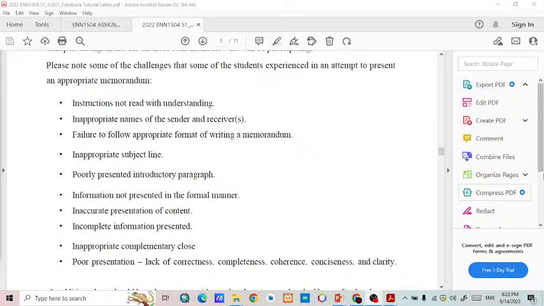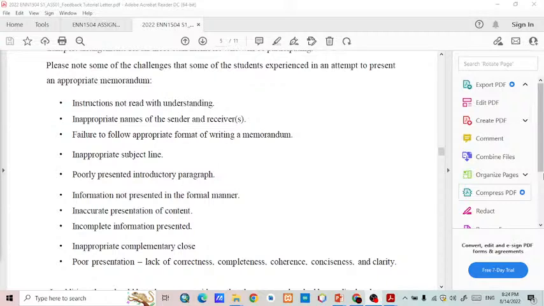Information not presented in the formal manner. So your language is important. Whenever you're writing something, the first thing you need to take into account is your audience. The language you use when writing to your friend is different to the language you use in a workplace. Remember the name of the module, right? They're trying to teach you to write documents, or to convey messages, in a manner that's suitable for the workplace.